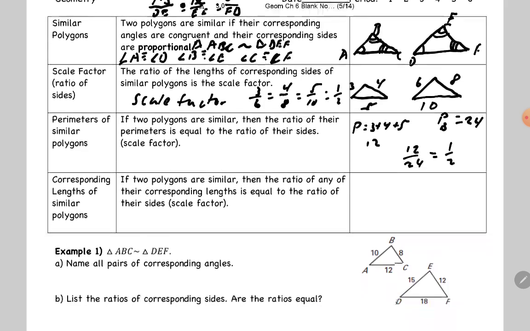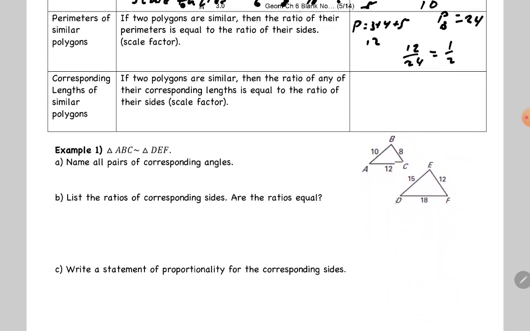Alright, let's work on some examples. Name all pairs of corresponding angles. They tell you that these triangles are similar. So one easy way to look at it is the first letter is always corresponding to the first letter of the other triangle. So angle A is congruent to angle D, angle B is congruent to angle E, and angle C is congruent to angle F.